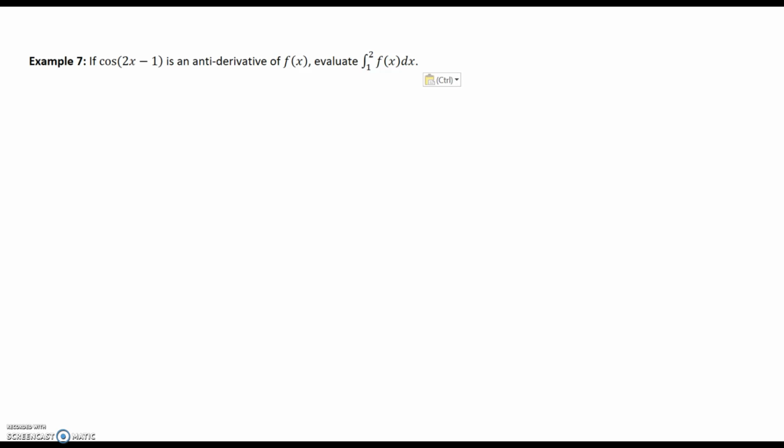Okay, so this time a different type of question. We're told here that cosine of 2x minus 1 is an antiderivative of f of x. That means antiderivative means an indefinite integral, basically. Okay? An antiderivative means it's an indefinite integral.